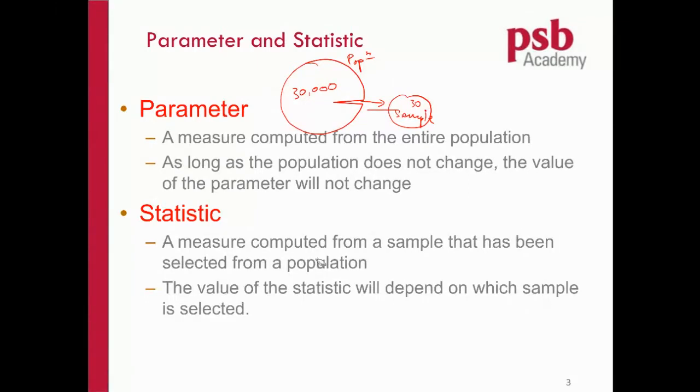So a measure computed from a sample selected from the population all depends on which sample you select. Okay. So the value of your average, for example, all depends on which sample you select. One person will select this sample and get an average. Another person sampling 30 from this population again may not get the same average because the 30 is not exactly the same 30.